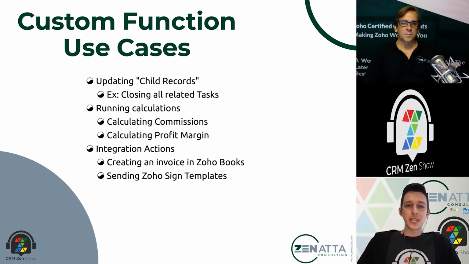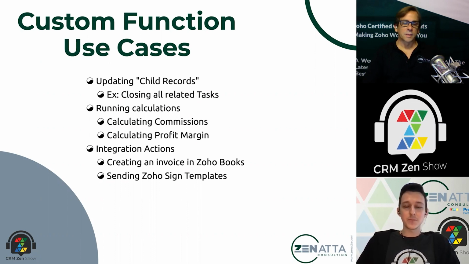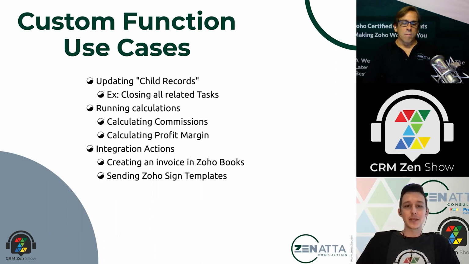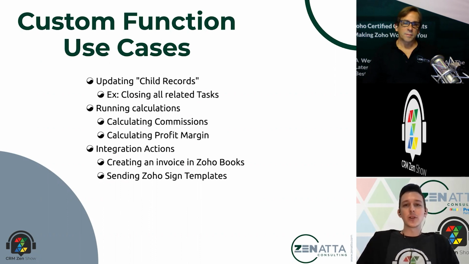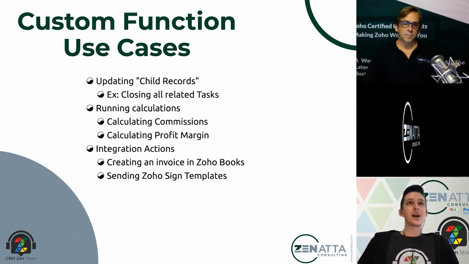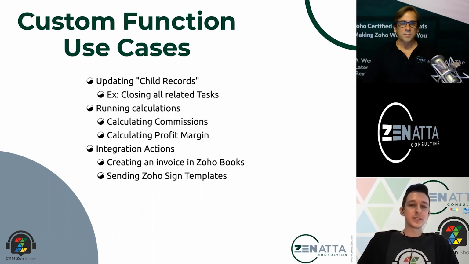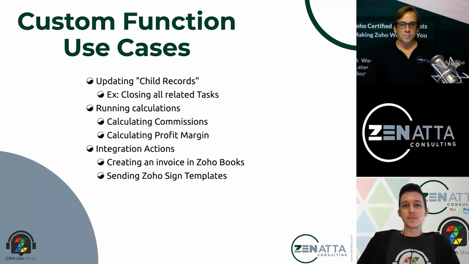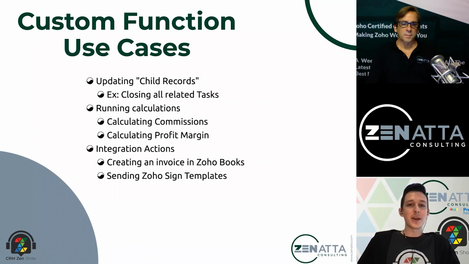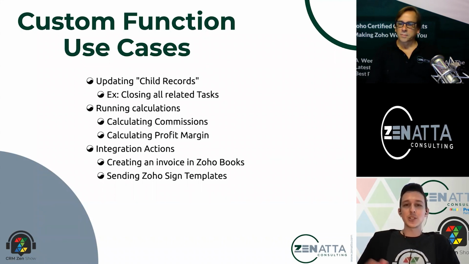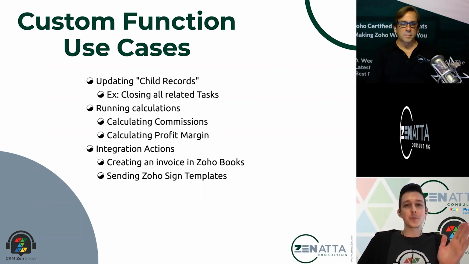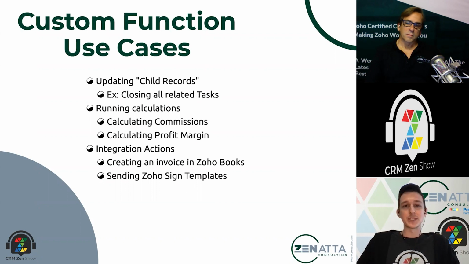Another really common use case of Deluge is running calculations. You can actually do all the math inside of Deluge. So maybe when a deal is won, you want to look at the deal amount, the cost to fulfill it, who it was that sold it, and run some logic to figure out the commission that's due, right? Maybe you have different reps at different rates or different products at different rates. You can just read all of that information, put together a big long math statement, and then run it and update a record to calculate what the commission is due.